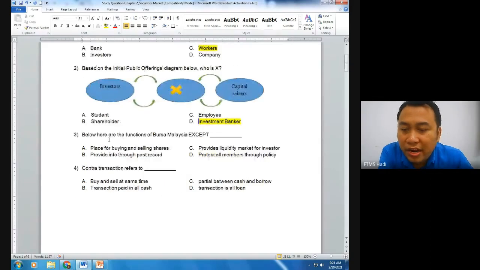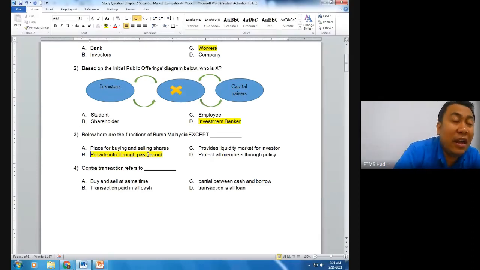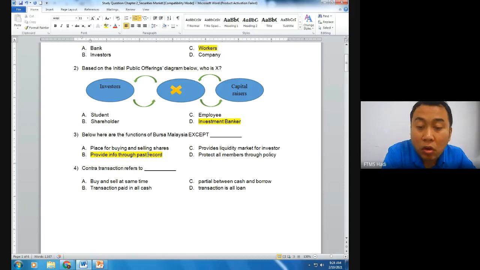The third one: below here are the functions of Bursa Malaysia, except. So this one. Why this answer? Because it says provide information through past record. It's not a past record, but the price is live, that means current price. Only newspaper can report the past. But for Bursa Malaysia, usually it is live price. Sometimes it can be delayed a little bit, but few minutes only.